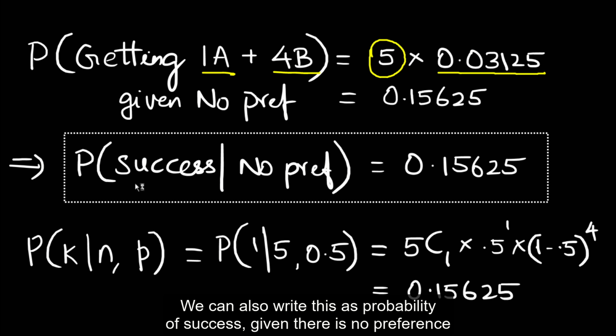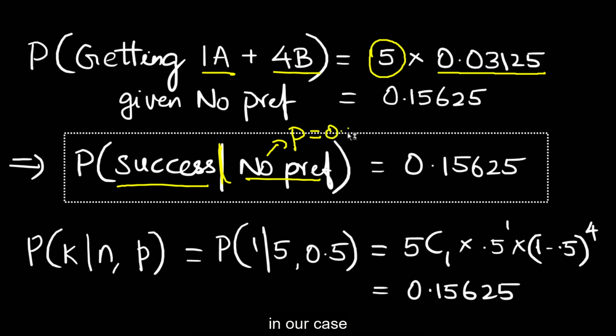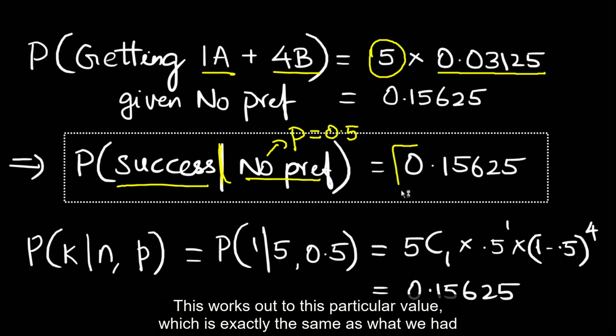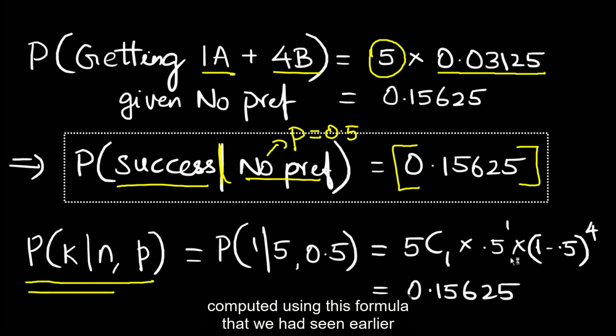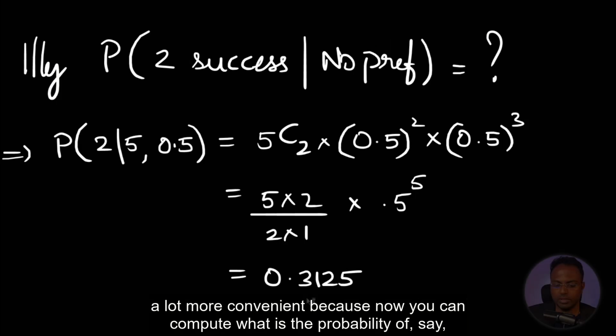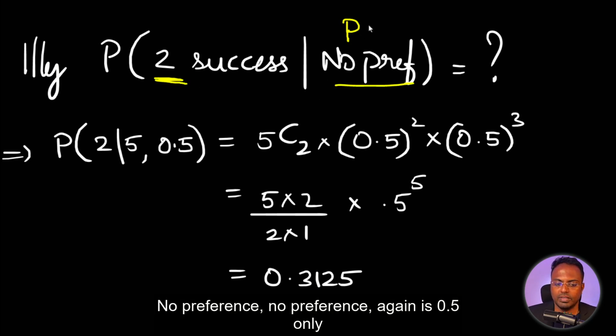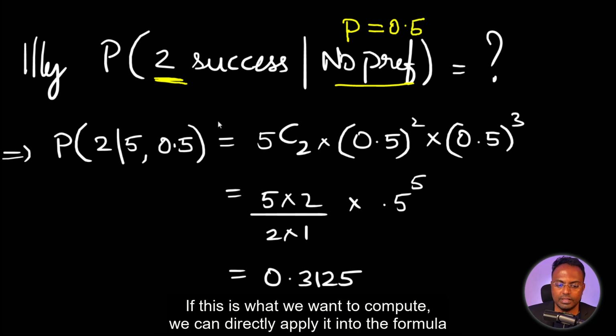So we can also write this as probability of success given there is no preference. This also means that probability of success equals 0.5 in our case. Okay, so this works out to this particular value, which is exactly the same as what we had computed using this formula that we had seen earlier. Now, having a formula for this makes it a lot more convenient, because now you can compute the probability of, say, 2 successes given there is no preference. No preference again is 0.5 only. If this is what we want to compute, we can directly apply it into the formula.